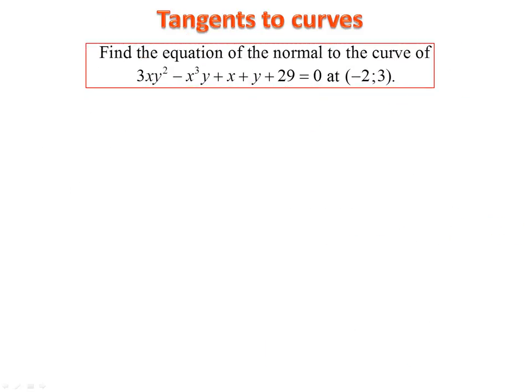Now we have to find the equation of the normal to the curve of 3xy squared minus x cubed y plus x plus y plus 29 equals 0 at (minus 2, 3).